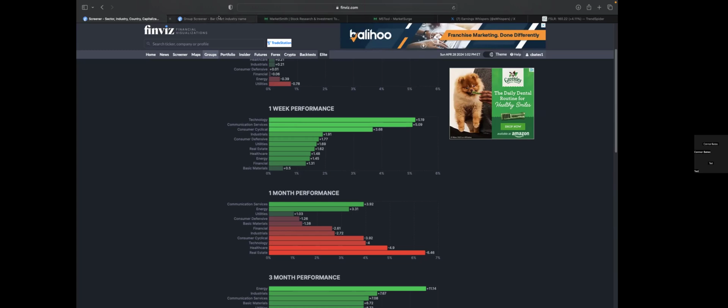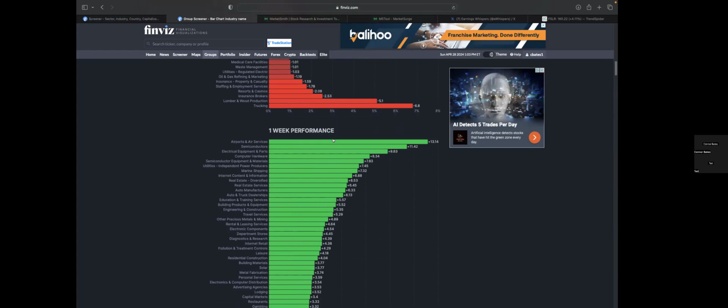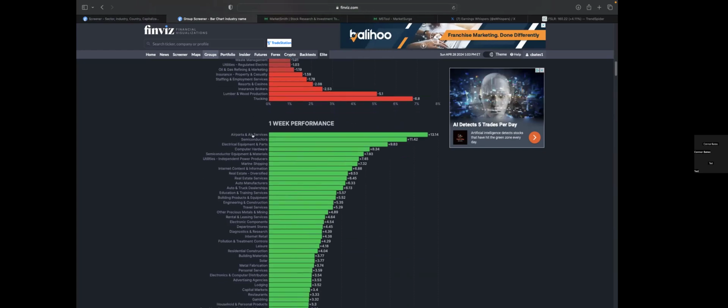And then if we look at industry group strength, this is key in catching trends and emerging themes. Airports and air services are the 1 week performance leaders. United Airlines had a positive earnings reaction. You have Delta trying to break out from a base, and then SkyWest, another airline trading at highs and showing relative strength. So that's what we're seeing there.